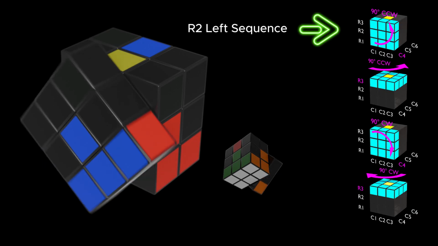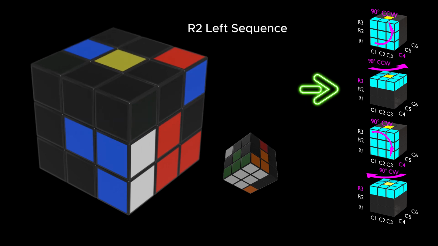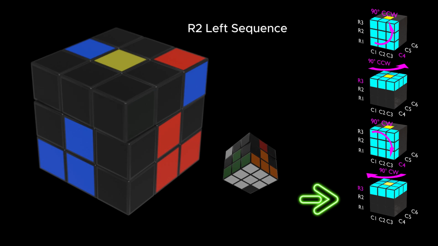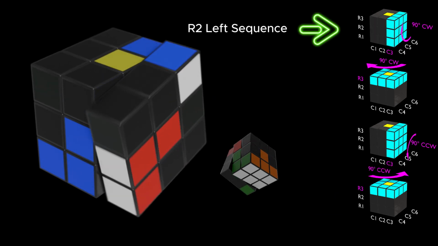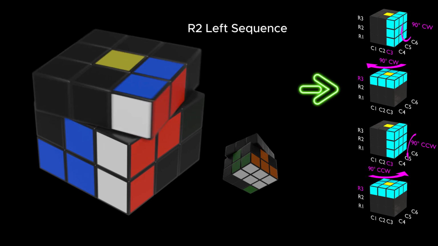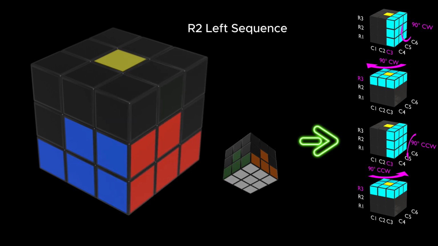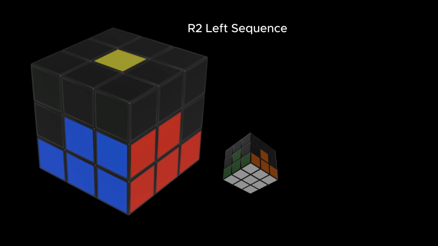Rotate column 4 90 degrees counterclockwise. Rotate row 3 90 degrees counterclockwise. Rotate column 4 90 degrees clockwise. Rotate row 3 90 degrees clockwise. Rotate column 3 90 degrees clockwise. Rotate row 3 90 degrees clockwise. Rotate column 3 90 degrees counterclockwise. Rotate row 3 90 degrees counterclockwise.